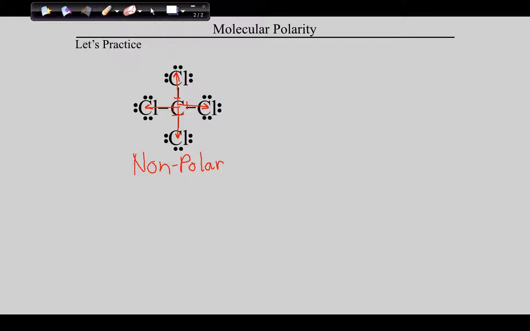But if that's mucky in your brain, all you got to know is symmetry. Is it symmetrical? Yes. And you're good. If it's symmetrical, it's nonpolar. Let's look at another example.